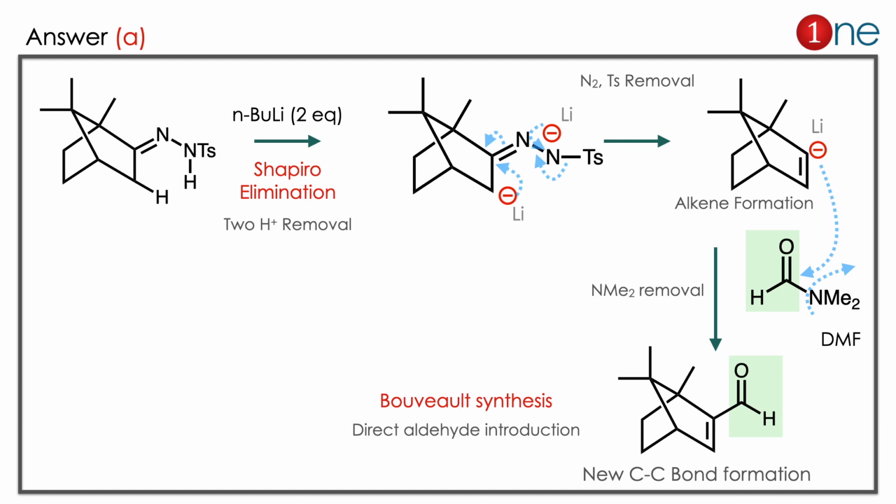The anion is stabilized by lithium. Then you are using DMF, dimethylformamide. The negative charge can attack the carbonyl, which is electrophilic there. So it attacks there, NMe2 leaves, and you have the new aldehyde formation. This reaction is called Bouveault synthesis. This is very important because you are introducing an aldehyde directly into the system. Here you have to learn 2 named reactions. One is Shapiro elimination, where you get the final product as an alkene, and the other is Bouveault synthesis, where you introduce the aldehyde group directly into the system.